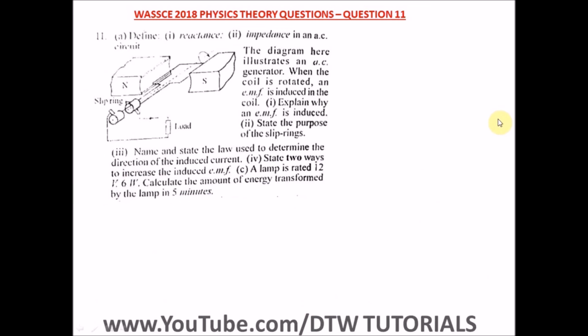Question 11 of the WASSCE 2018 physics theory question. That's your WAEC physics theory past question. Question A says define reactance. And what is reactance? Reactance is the opposition offered to an AC, that's an alternating current, circuit by an inductor or capacitor. So you can see this keyword: opposition offered to an AC circuit by an inductor or capacitor. This is the meaning of reactance.